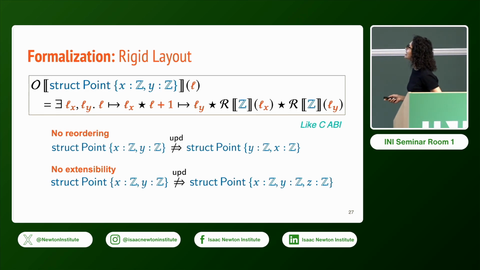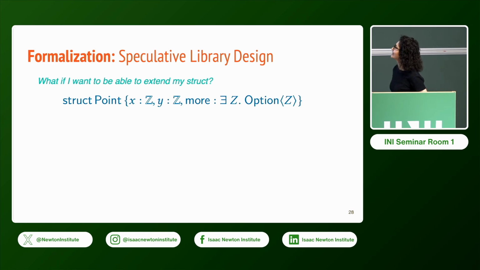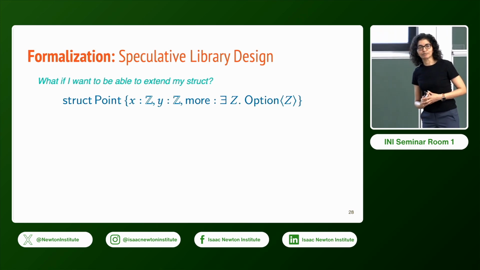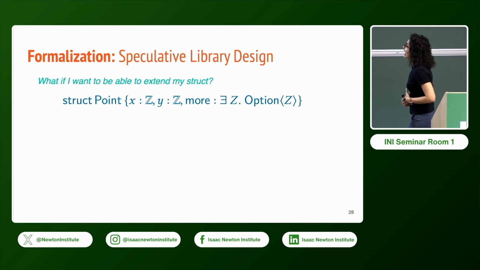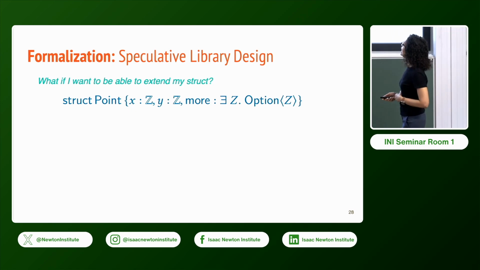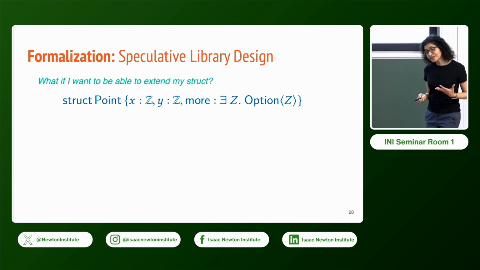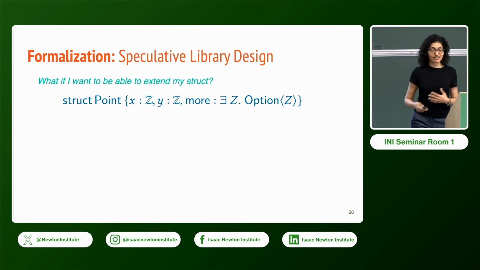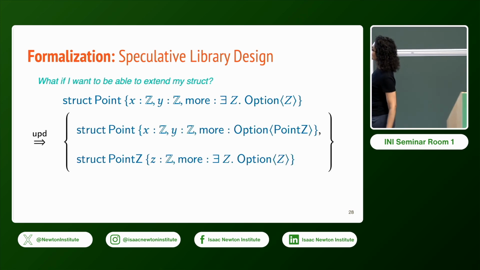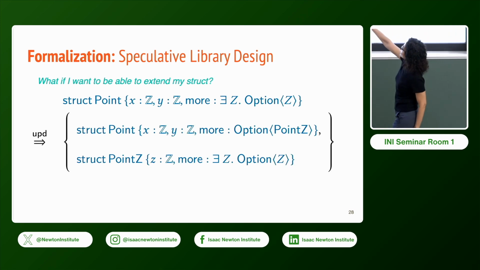So how do people deal with things like developing extensible libraries? Let's say I have a struct, and I want to be able to extend it in the future. So maybe I do want to add that Z field to my point struct later. The way that developers end up doing this is that they give themselves the option for more in the future. And that means that in the future they might update the library and encode things this way, right?